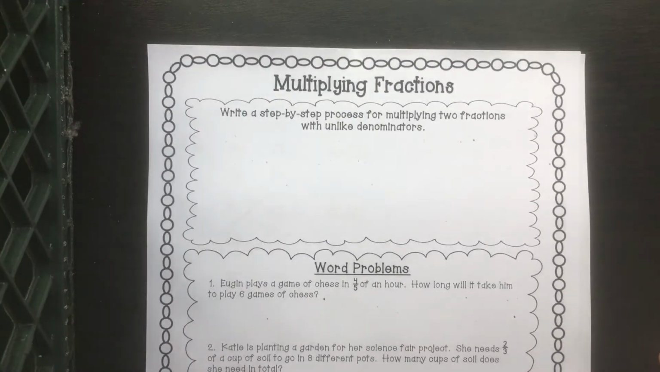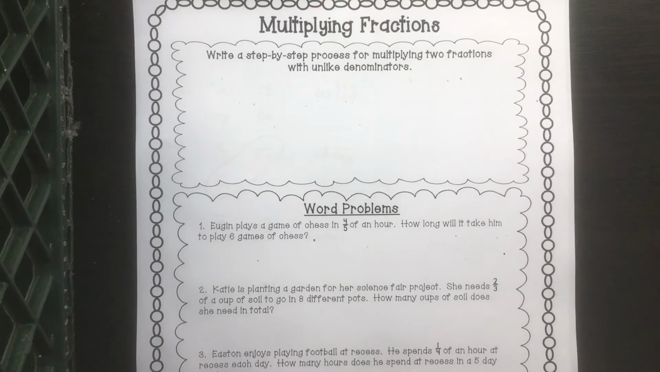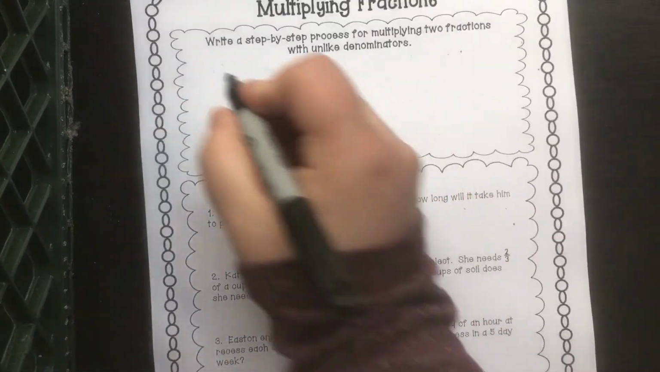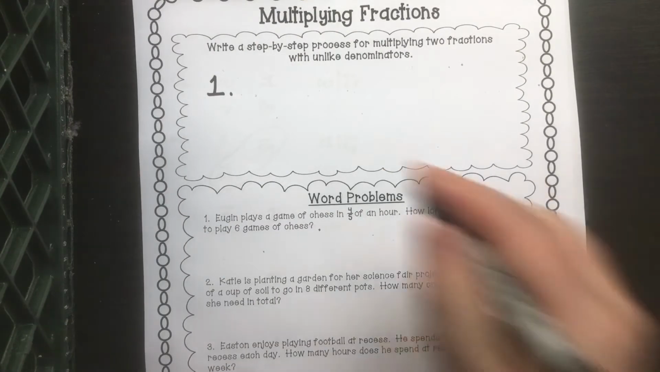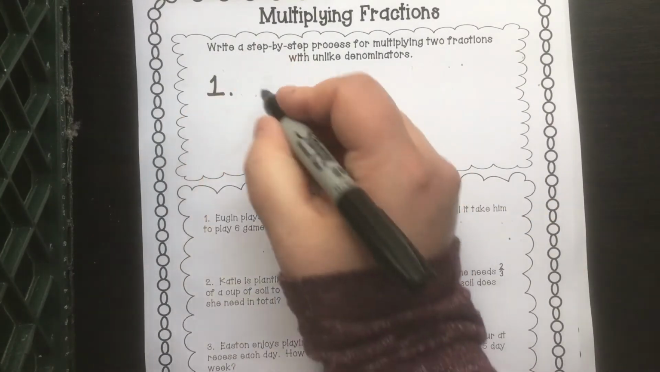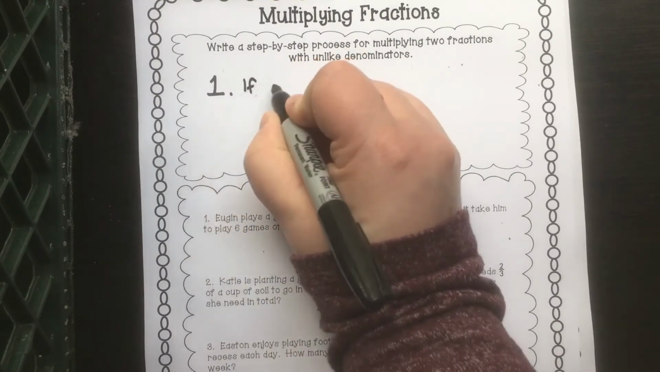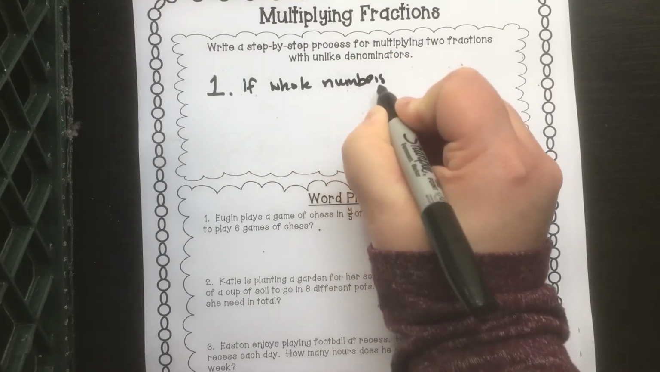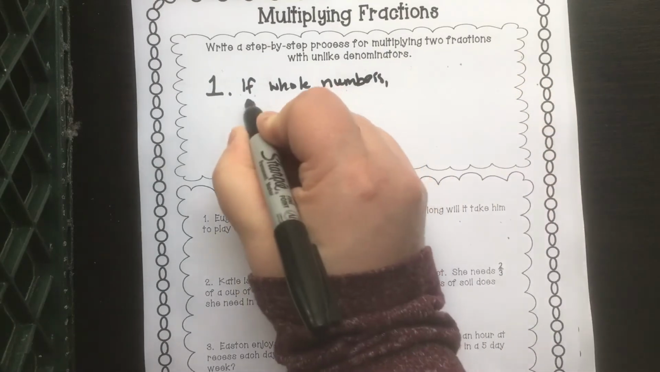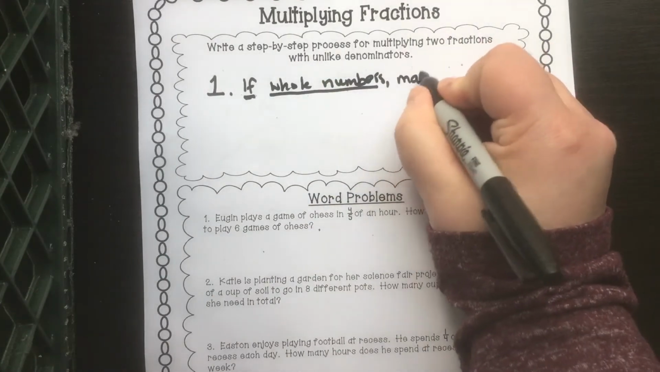Multiplying fractions. So when you multiply a fraction, let's pretend, well, they have unlike denominators. Let's see. Oh, you don't even have any whole numbers today. So really, if you have no whole numbers, you can just multiply. But let's pretend, just for the sake of practicing this, because that's what we're trying to do today. So if you have whole numbers, make fractions improper.